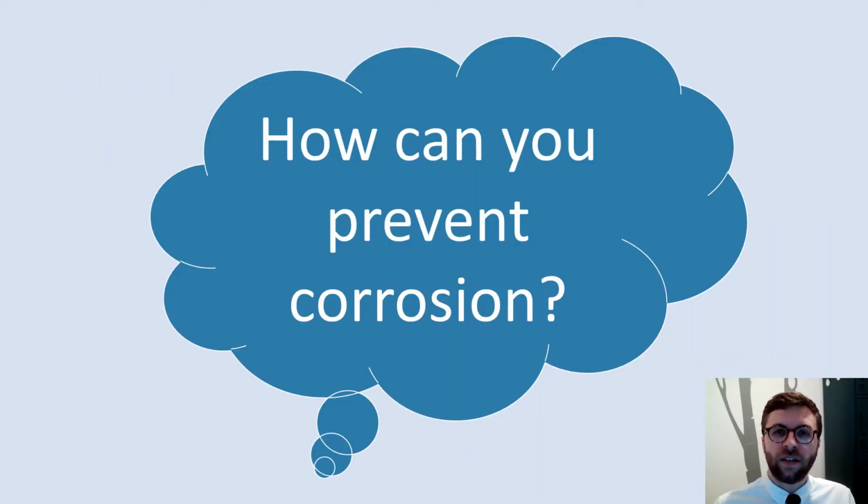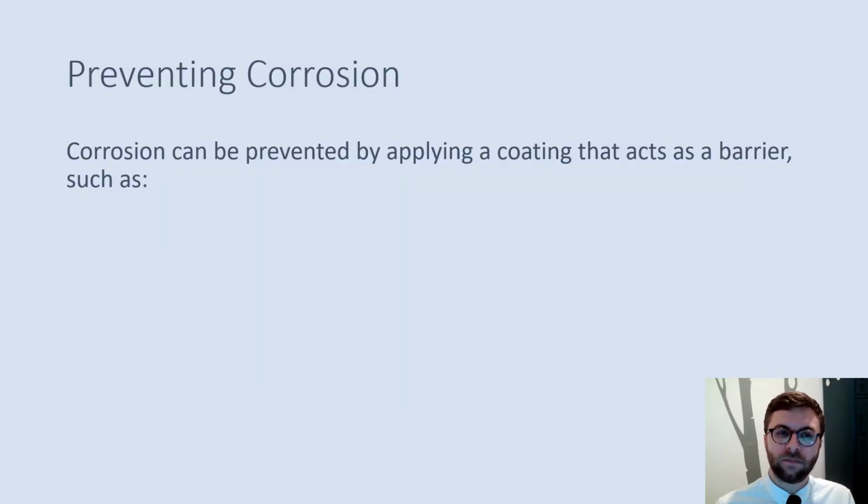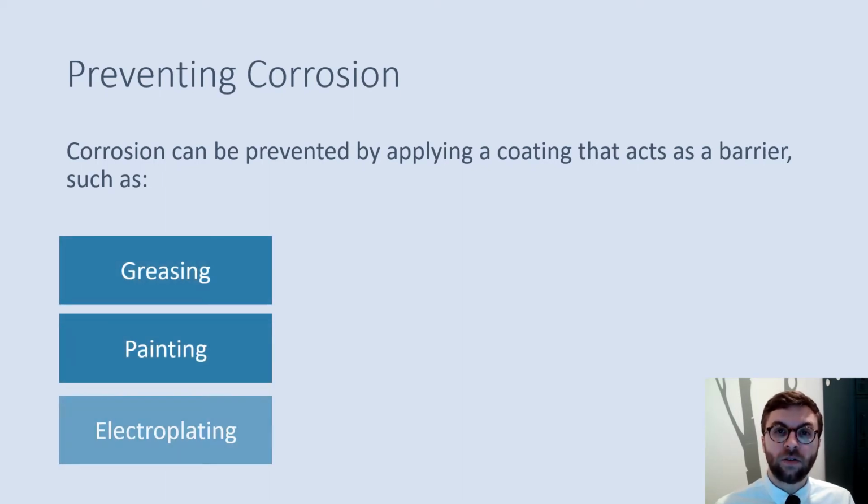So how can you prevent corrosion? Can you think of any examples that you could do to prevent something from corroding? Well, there's a range of reasons that you need to know, and most of them are about applying a coating that will act as a barrier to stop either the water or oxygen getting to the material that you're trying to protect. This could include greasing, painting, or electroplating.